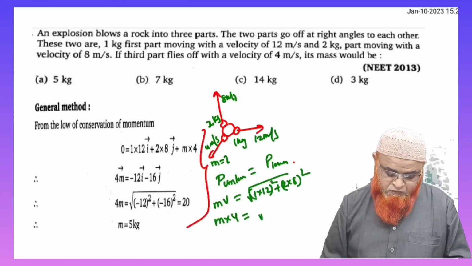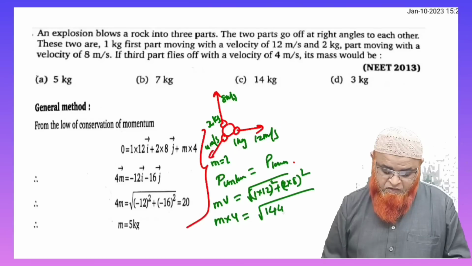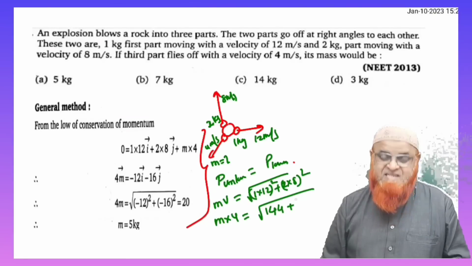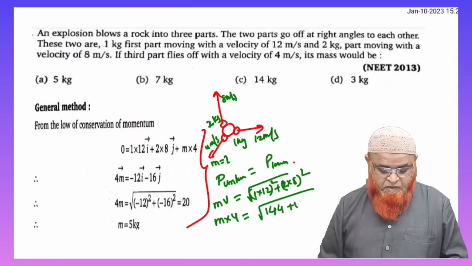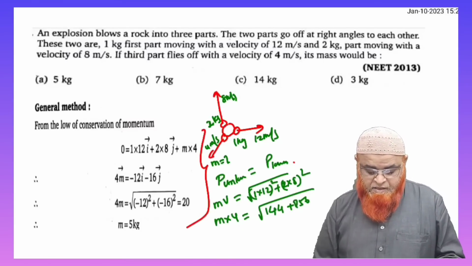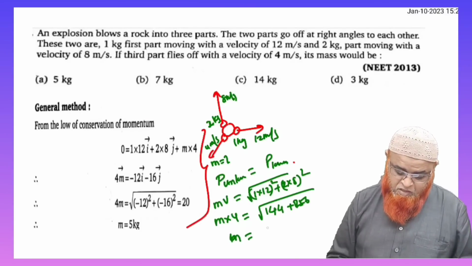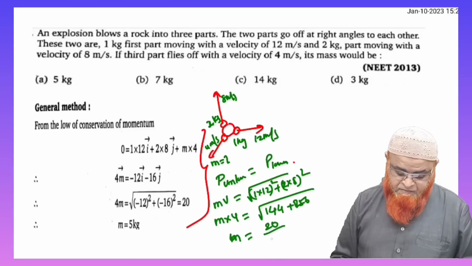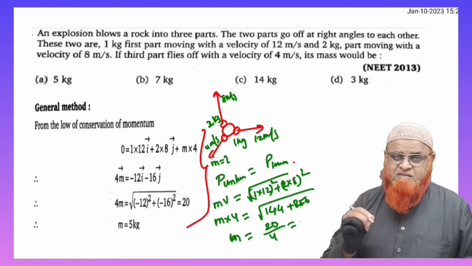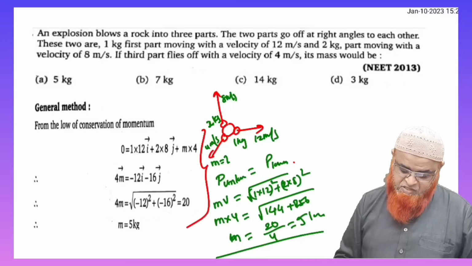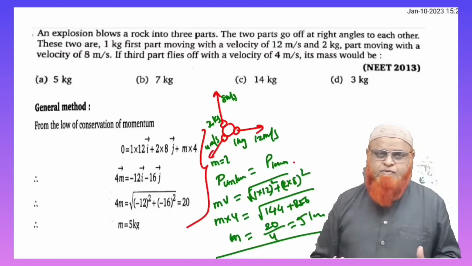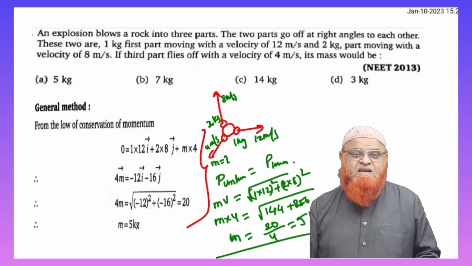Therefore, m into 4 is equal to square root of 12 12s are 144, 8 2s are 16, 16 16s are 256. We can write this as 144 plus 256, which is 400, and the square root is 20. After that, dividing by 4, you have to find out the mass here. That is nothing but 20 by 4. So we got the mass of the third block as 5 kg. So this is a very strategic and simple approach, we can say. Thank you very much. Have a nice day.